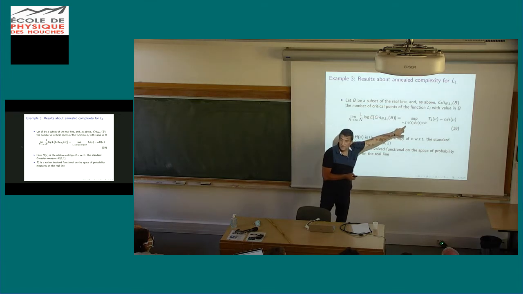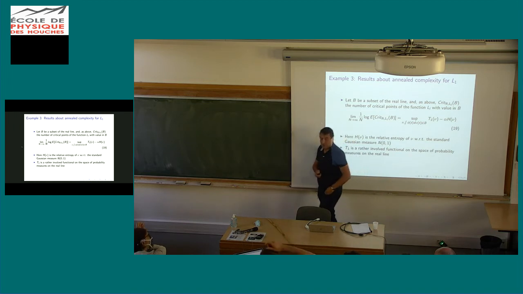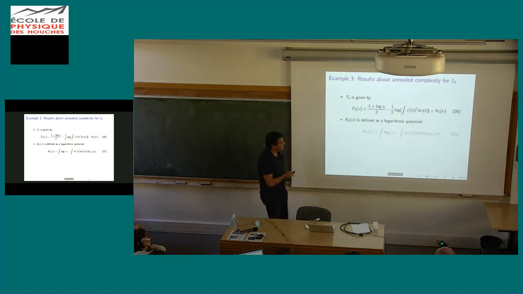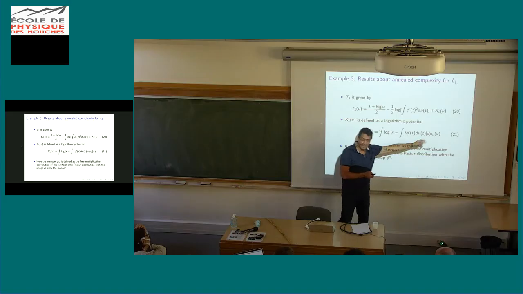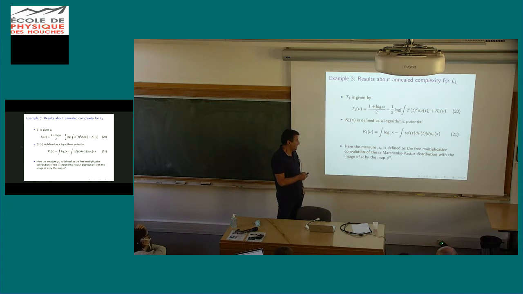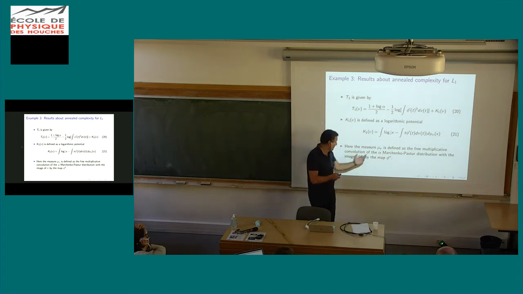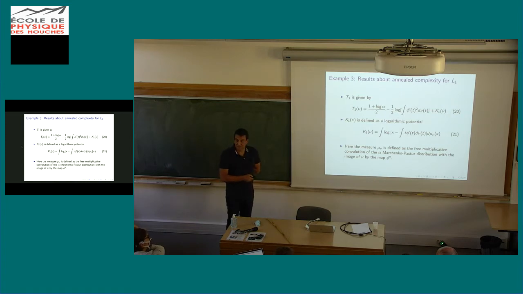Phi is fixed. Phi is the activation function that I had before. This phi here. But the constraint you have here is just that the integral of phi against nu is in the set of values B that you want. Okay? But anyway, so you have this. And this mu nu here is the Marchenko-Pastur distribution, the one that, in fact, Alice introduced. Whatever. It's given by the free multiplicative convolution of the alpha Marchenko-Pastur distribution with the image by the second derivative of the phi. Okay, so needless to say, this is an enormous mess.